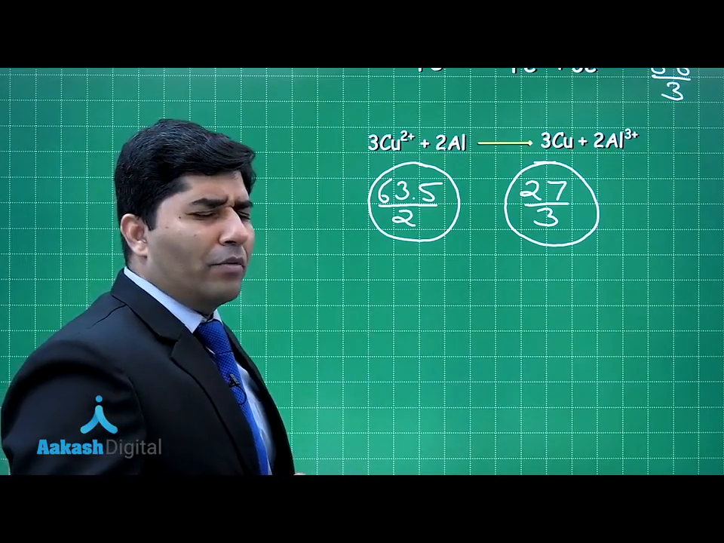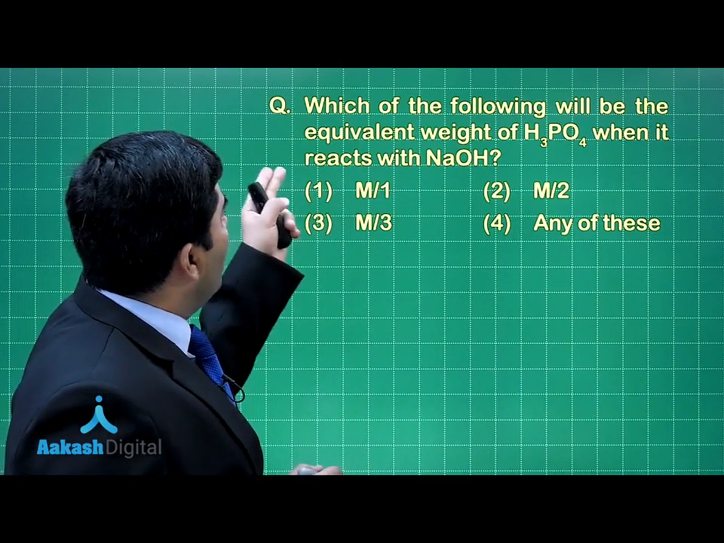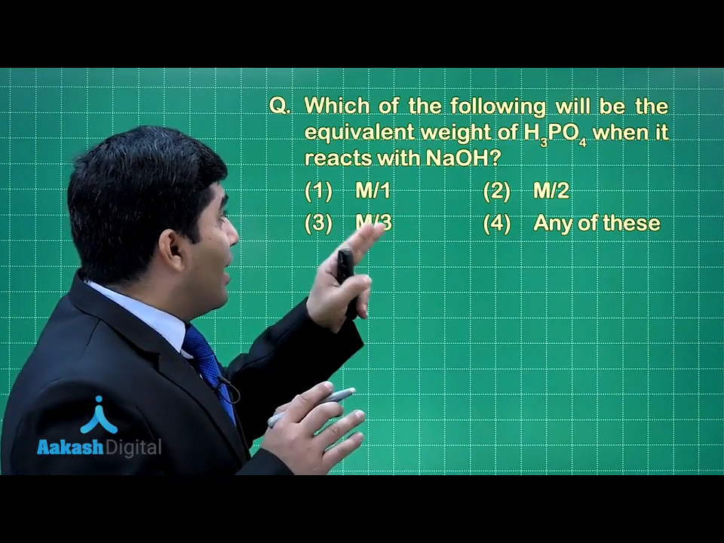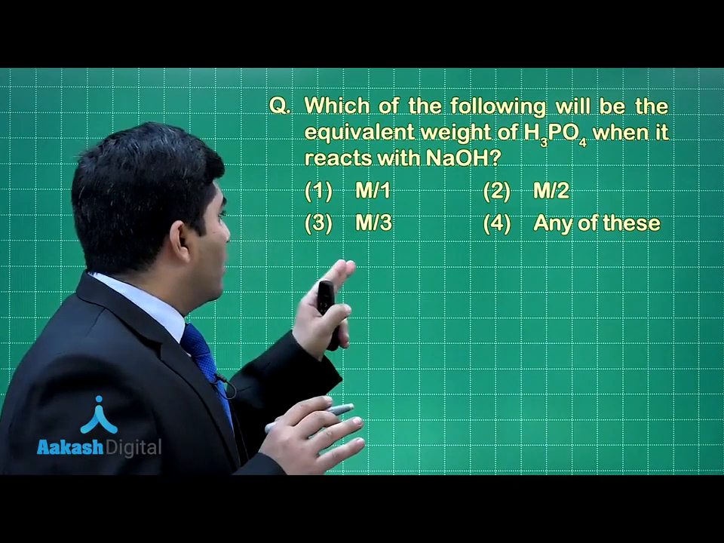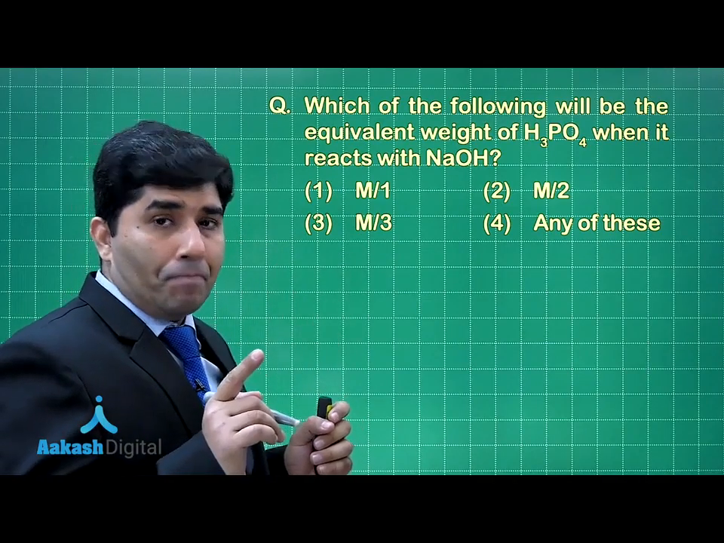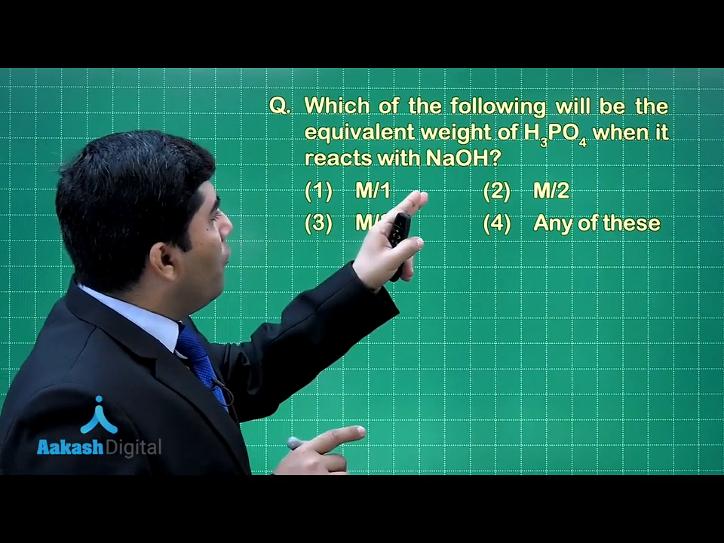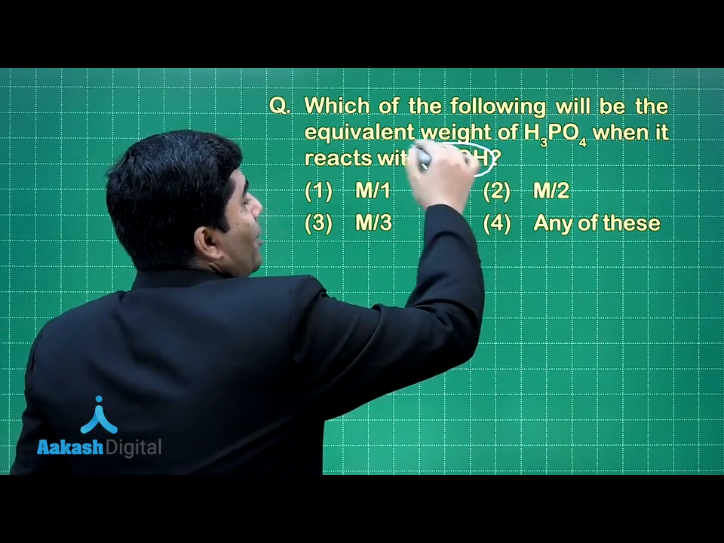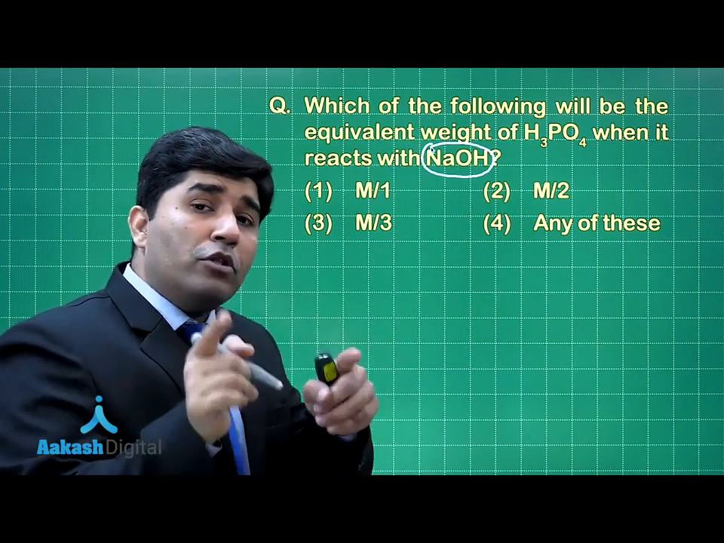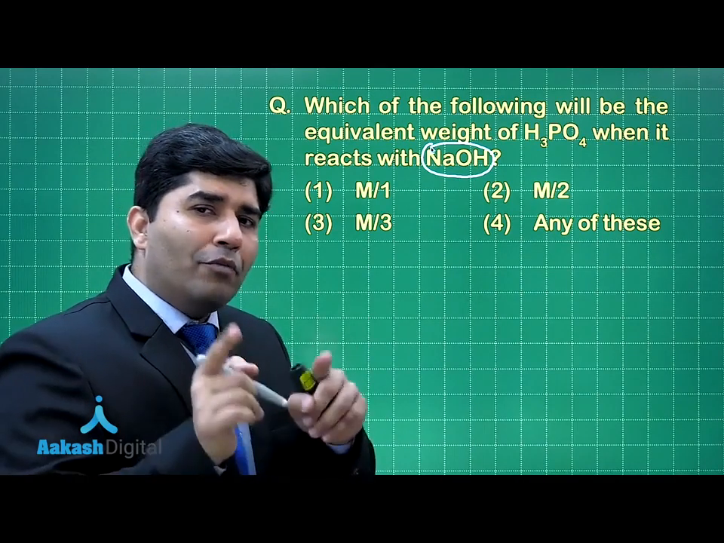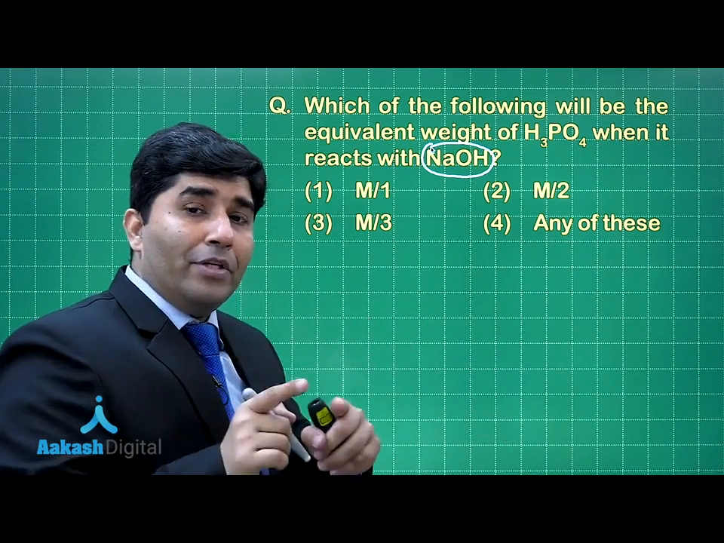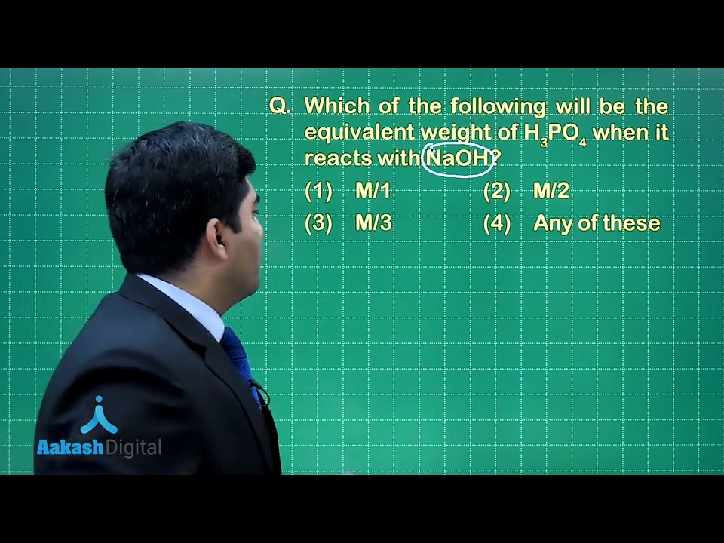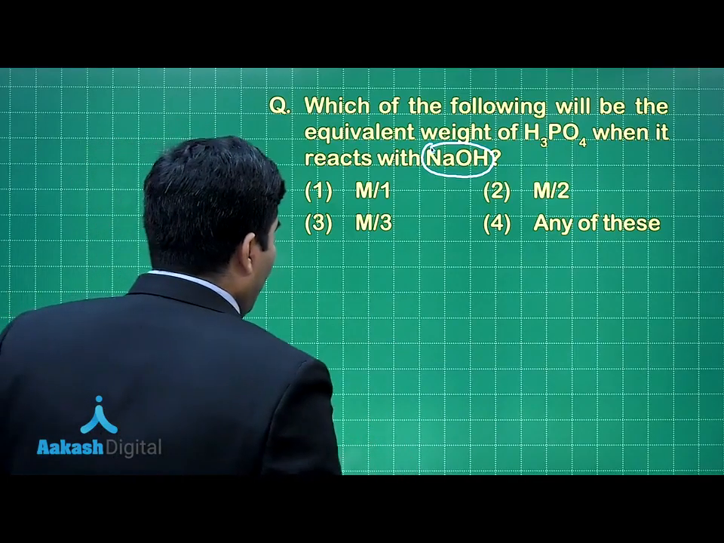Let's solve a question. Now in this question he is asking which of the following will be the equivalent weight of H3PO4. Now students think that H3PO4 is asked, therefore the equivalent weight should be M by 3. Don't make this mistake. Why? In this question NaOH is neutralizing H3PO4, but the number of moles of NaOH is not given. So what you have to do, you have to take all the cases in which NaOH neutralizes H3PO4.